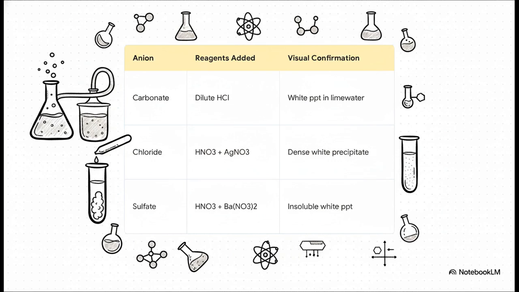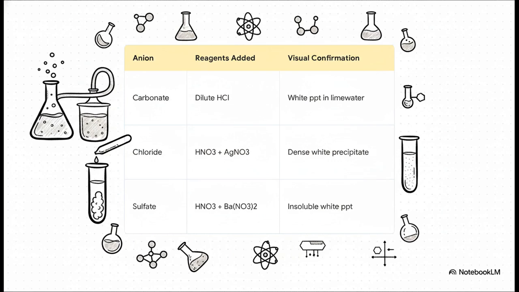If you suspect you've got a carbonate, you add dilute hydrochloric acid. The dead giveaway, gas bubbles that when you pass them through limewater create a white precipitate. That tells you carbon dioxide is present. For a chloride anion, you add dilute nitric acid followed by aqueous silver nitrate. Bam, you get this dense white precipitate of silver chloride. And for a sulfate, dilute nitric acid plus aqueous barium nitrate yields an insoluble white precipitate of barium sulfate. By adding very specific reagent mixtures, we're essentially forcing these invisible ions to show themselves through highly distinct physical reactions.